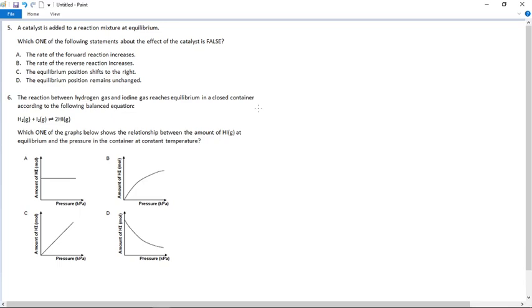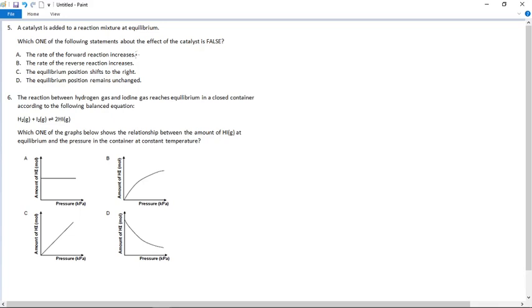It says a catalyst is added to a reaction mixture at equilibrium. Now, what is the role of a catalyst? A catalyst speeds up both the forward and the reverse reactions, but it does absolutely nothing to the yield. So which one of the following statements is false?